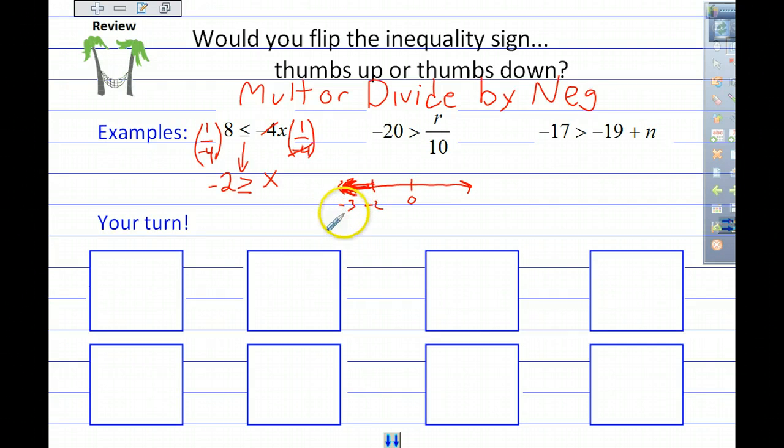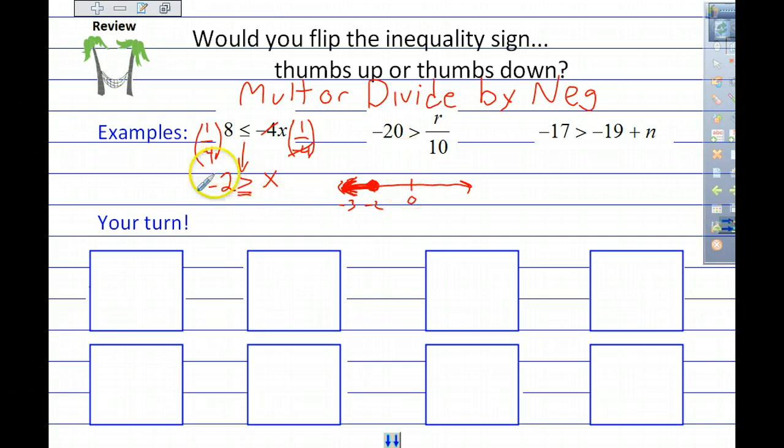If you plug in -3, does that work? Is -2 bigger than -3? Yes, so that's why you want to shade in that. Now, is -2 itself an answer? Yes, because it has the equal sign underneath. So greater than or equal to, so we solve that.